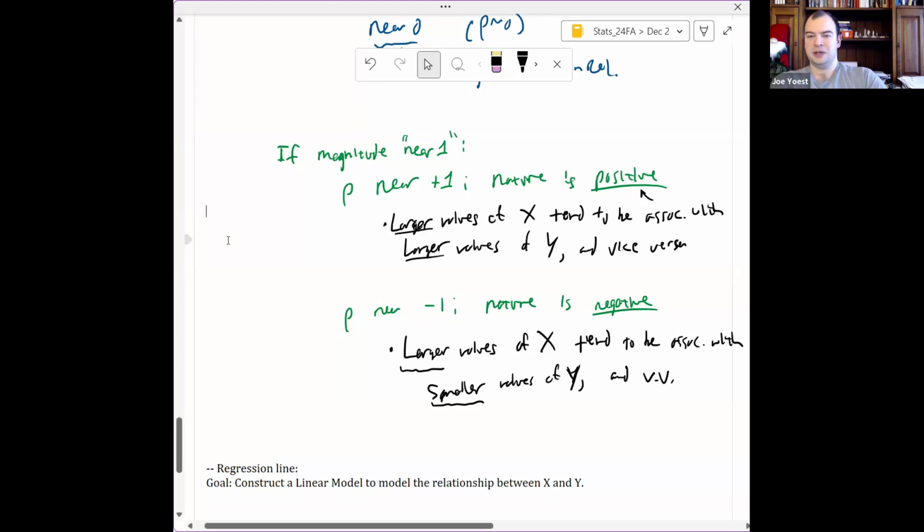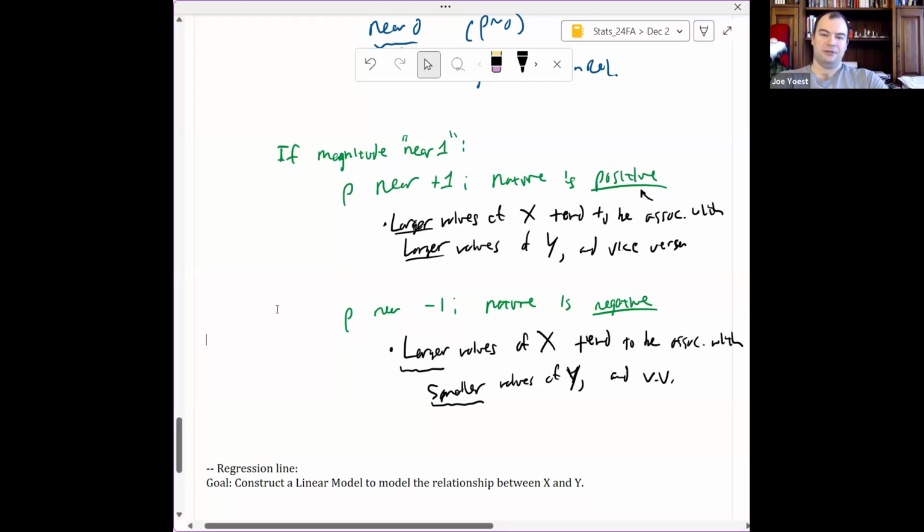But if the magnitude is near enough to one that we say, okay, this is a relationship that we are interested in, if the correlation coefficient is near a positive one, if the sign is positive, then the nature is positive in the sense that larger values of one of the variables tend to be associated with larger values of the other variable, and vice versa. Smaller values of one tend to be associated with smaller values of the other. So things like height and weight, that would probably be a positive relationship. If somebody's taller, they tend to weigh more. If somebody's heavier, they tend to be taller. And again, this is a model. This is something that applies roughly generally, and not necessarily to every individual data point.